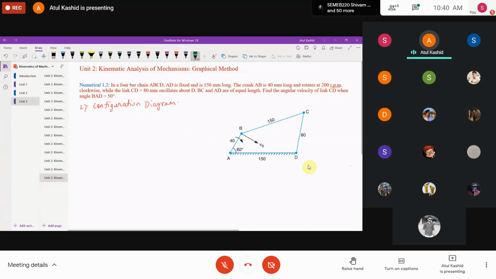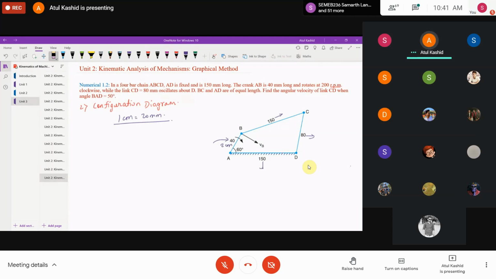So for the configuration diagram, we'll take a scale of 1 centimeter equals to 20 mm. We'll consider 1 centimeter equals to 20 mm, right? So this scale we are going to take. If we consider 1 centimeter equals to 20 mm, this 40 mm will be equal to 2 centimeter. Similarly, this 150 mm and 80 mm we have to convert into centimeter, right?